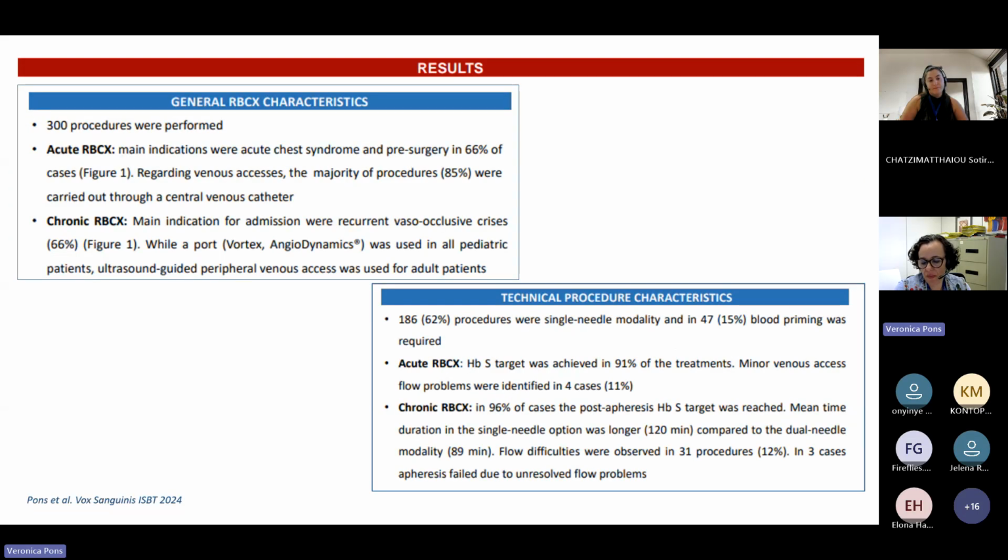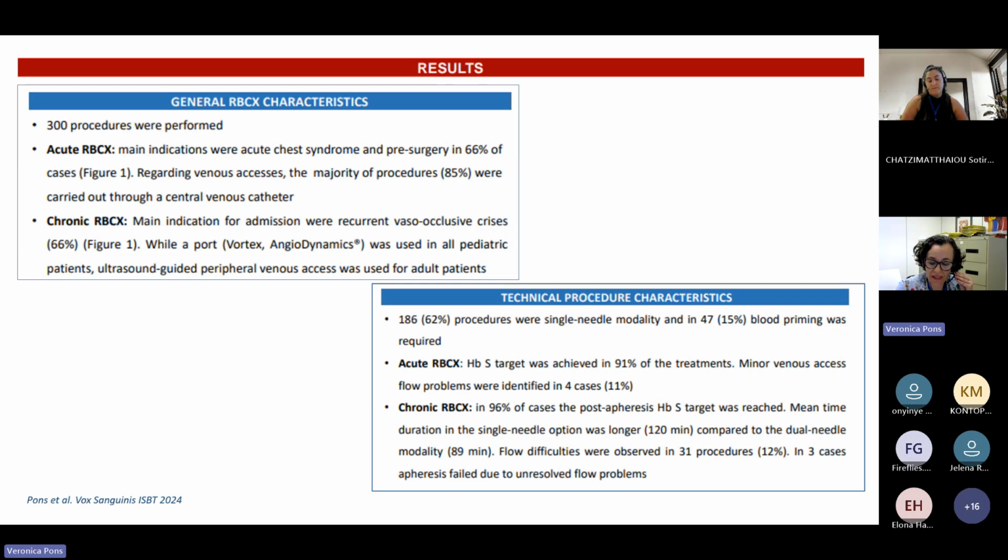In total, we performed 300 procedures. Most of the acute procedures were carried out using central venous catheter. And for chronic procedures, we use ultrasound guided venous access for adults and single lumen angiodynamic port for pediatric patients.